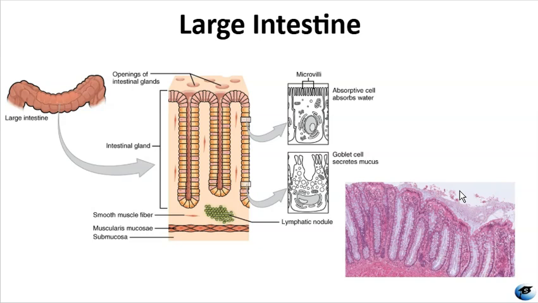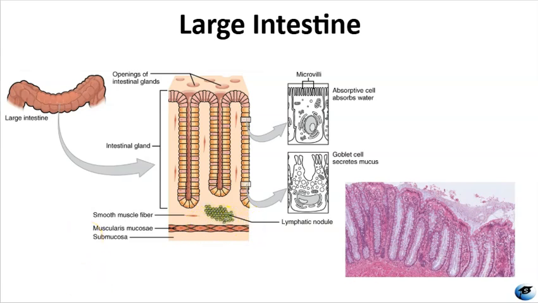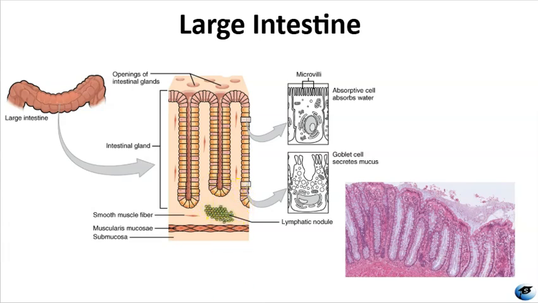And then beneath the mucosa, you have the muscularis mucosae and smooth muscle fibers. These help to propel the contents along the colon through rhythmic contractions. And you can also see lymphatic nodules, which are part of the immune defense guarding the intestinal wall against pathogens.